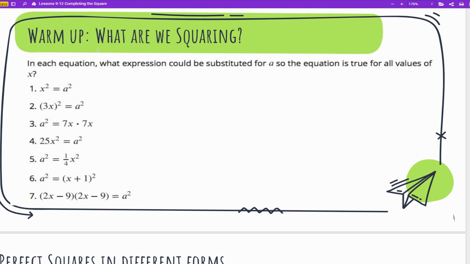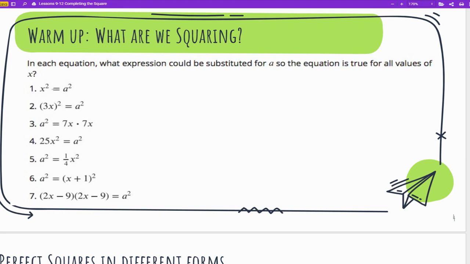In each equation, which expression could be substituted for a so that the equation is true for all values of x? The whole idea here is we're going to learn to recognize squares from things that are not necessarily numbers, but also algebraic constructs. So, for example, we're trying to substitute something in for a, right? What would you replace the a with so that this is a true statement?